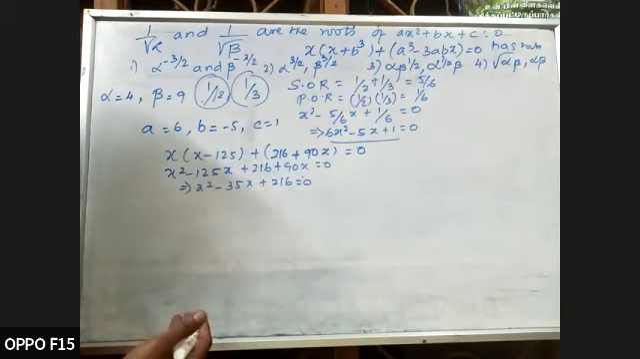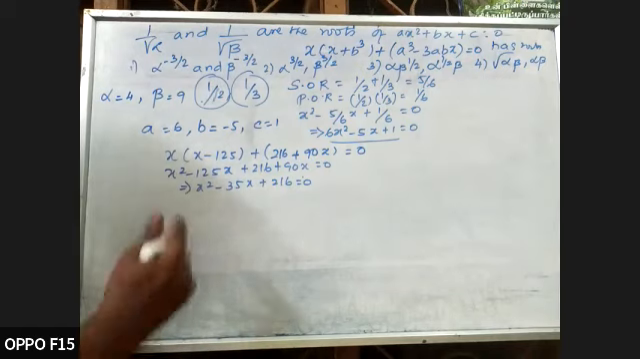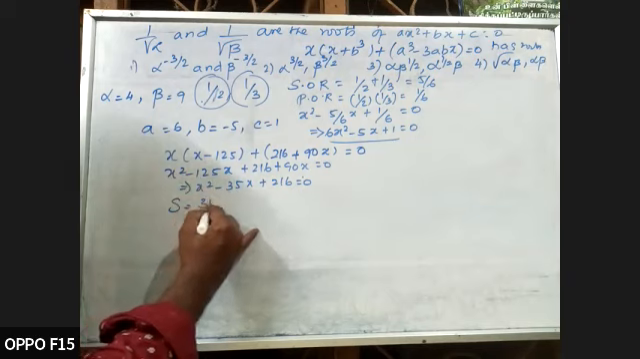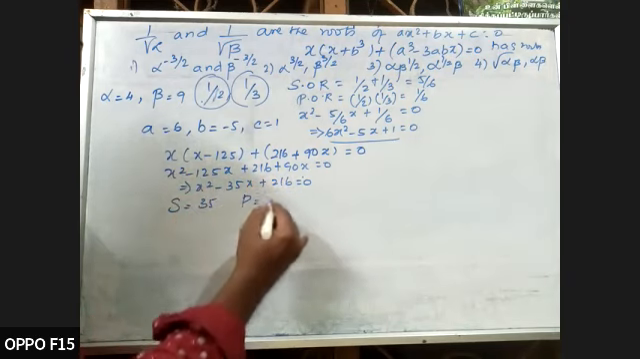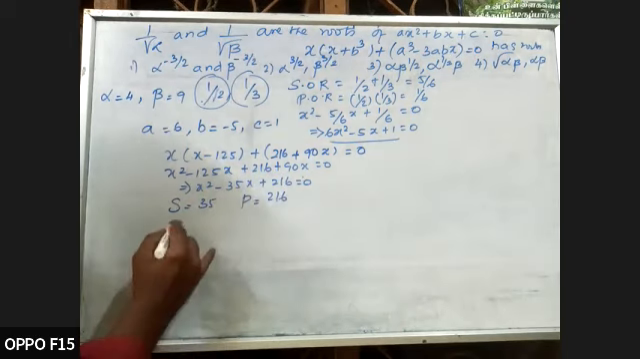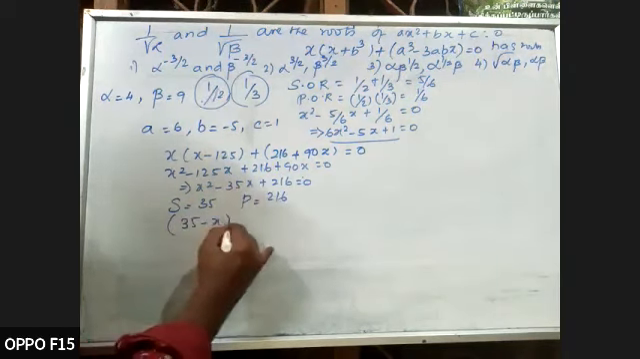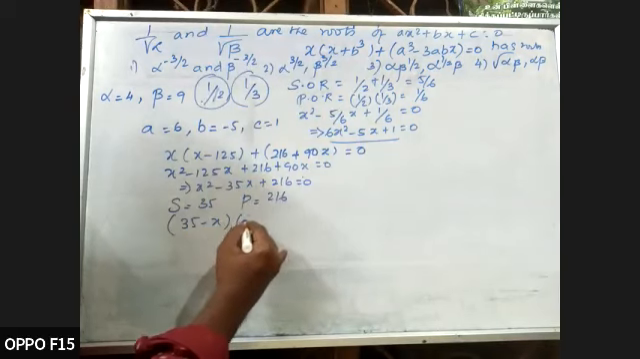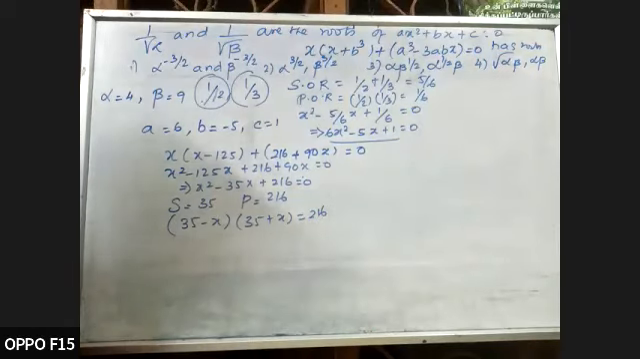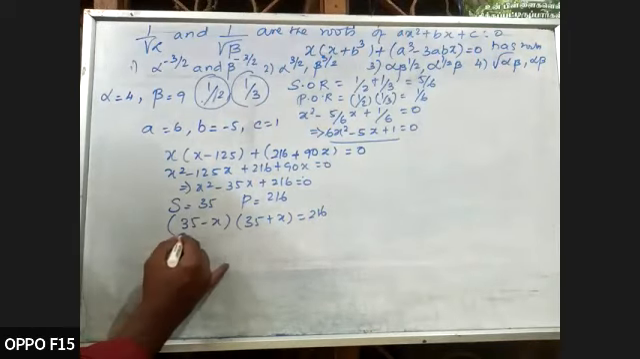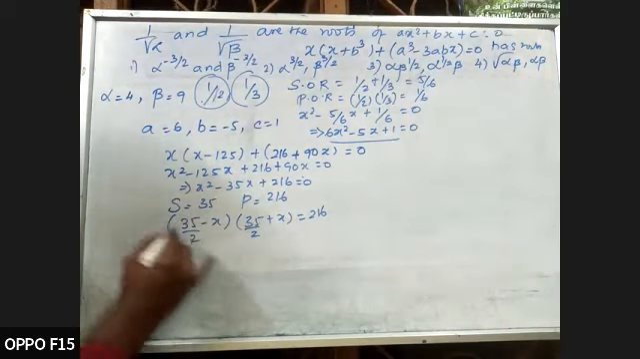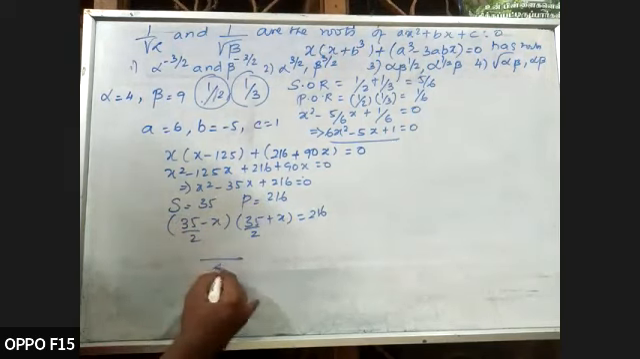Now you can factor it like last time, or otherwise. Now the sum of the roots is s and the product is p. If you find s, tell me quickly. 35, and p is equals to 216. Next, 35 by 2 minus x into 35 by 2 plus x is equals to 216. Sorry, 35 by 2, the whole square.